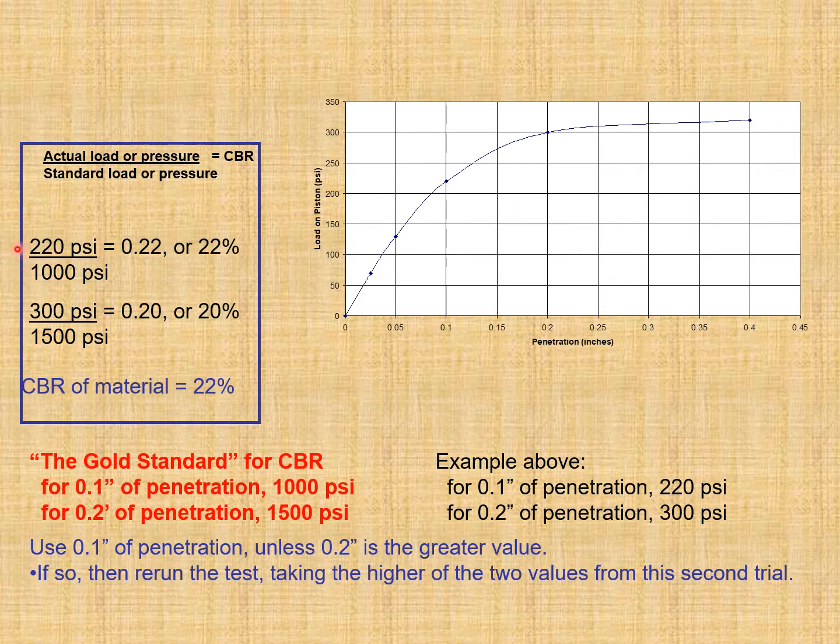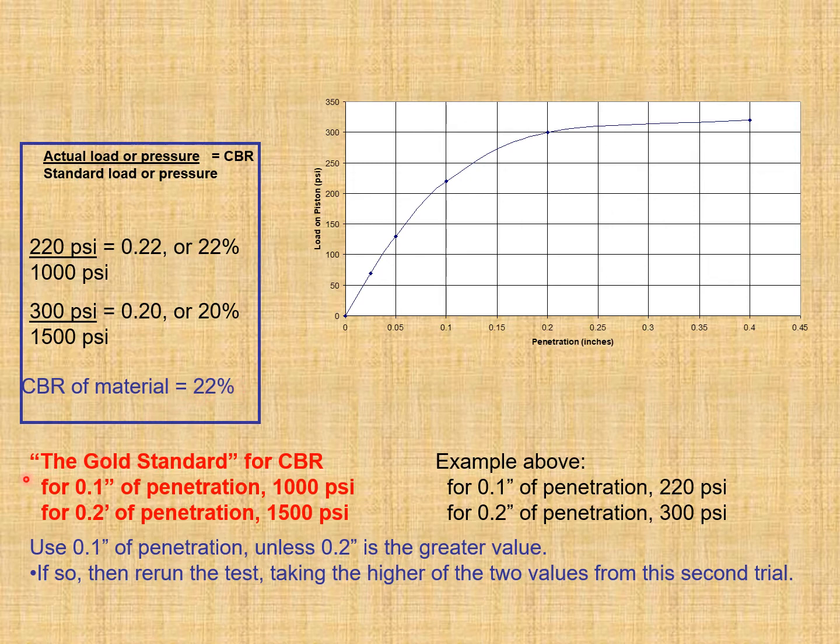So the pressure corresponding to 0.1 inch penetration is 220 psi, and the standard pressure is 1000. In this way you are getting 0.22, so obviously 22%. Similarly for 0.2 inches penetration, the pressure that you are getting from the plot is 300 psi, the standard pressure is 1500, so this ratio is 0.2, and 20% is the CBR value corresponding to 0.2 inches penetration. So obviously the design CBR value would be the higher of the two, and that is 22%.